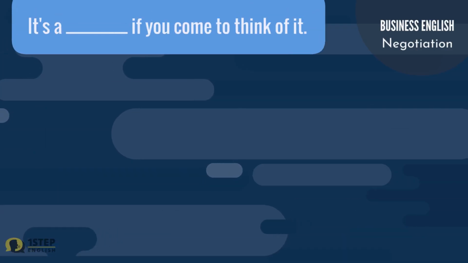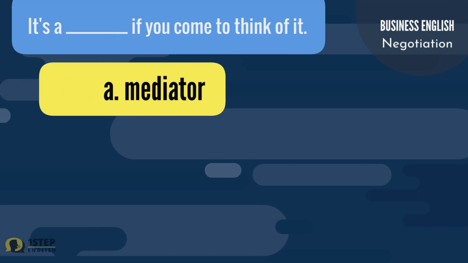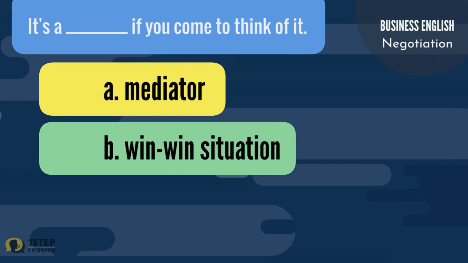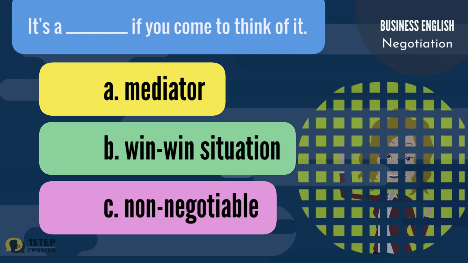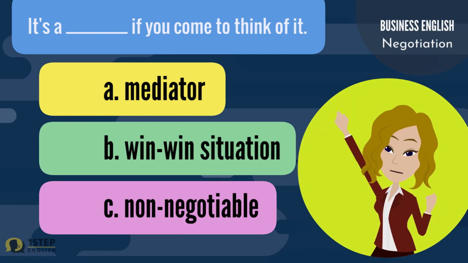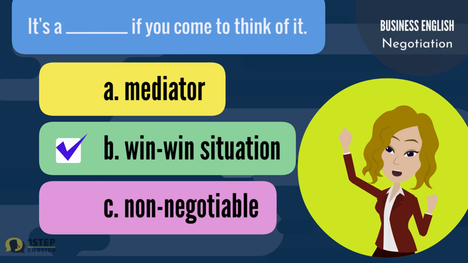It's blank, if you come to think of it. Letter A, mediator. Letter B, win-win situation. Letter C, non-negotiable. The correct answer is letter B, win-win situation. It's a win-win situation if you come to think of it.